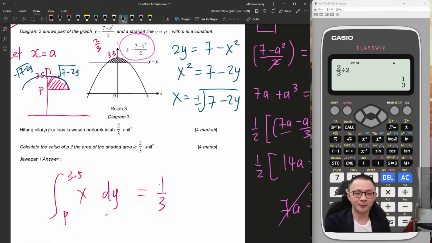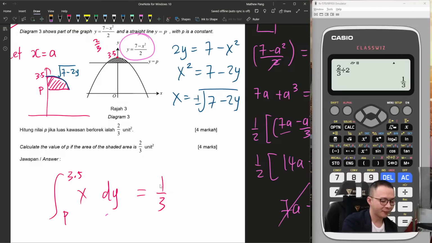So this one actually affects your final answer. Okay, so this is the reason why, when you do dy, you must be very careful. So in this case, I will just take the positive side.